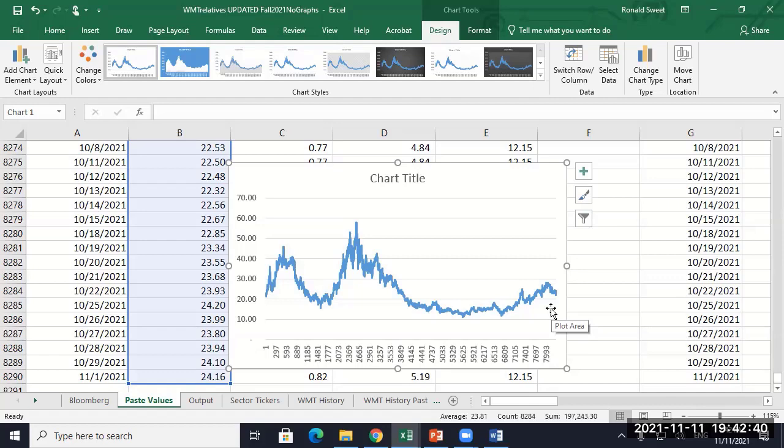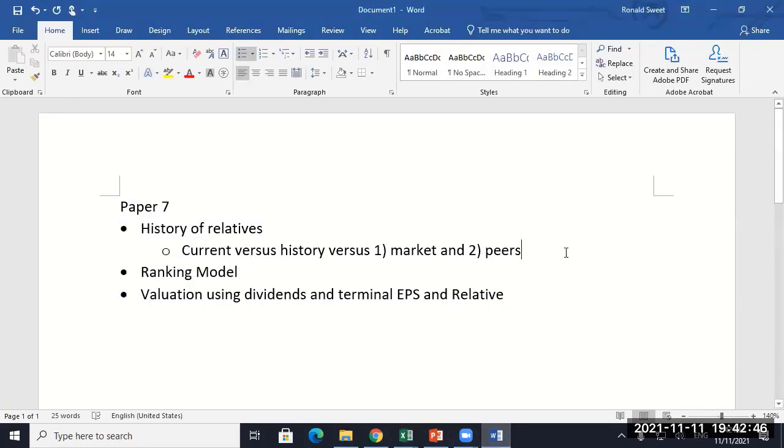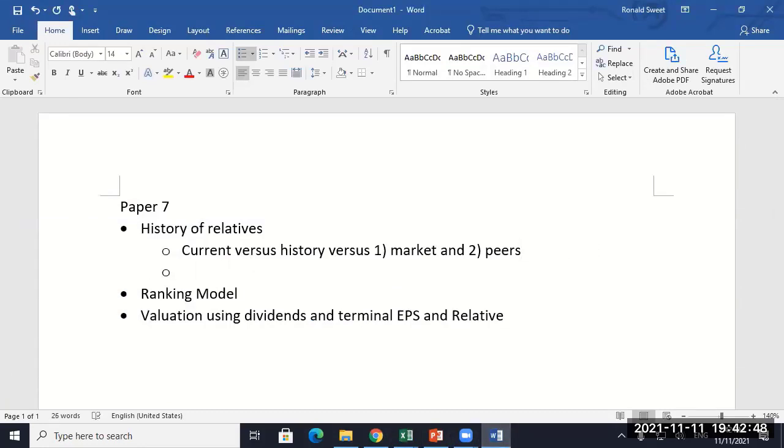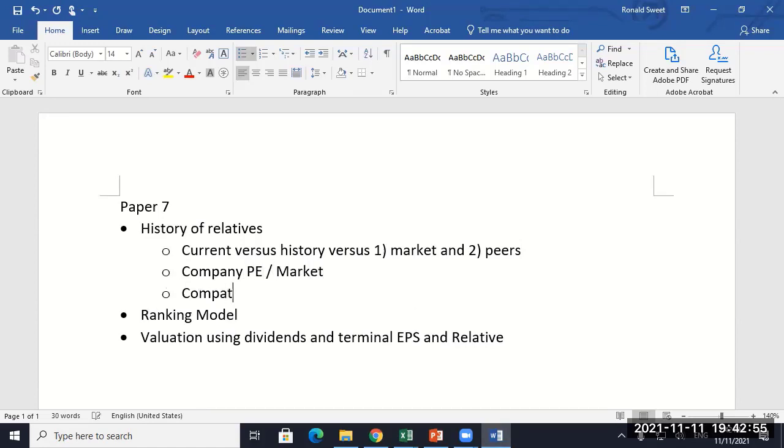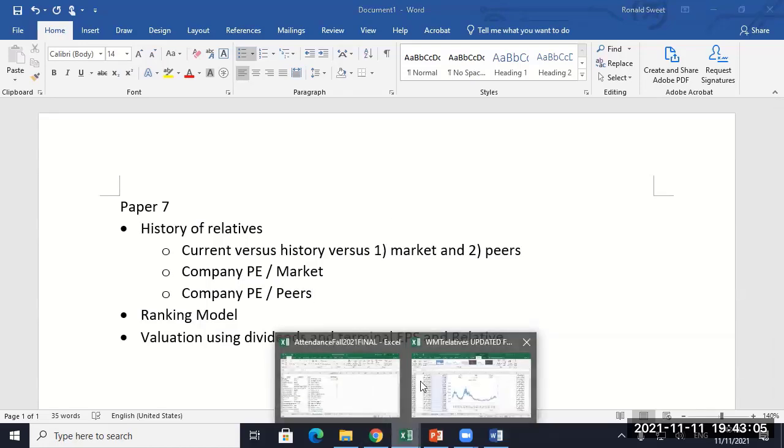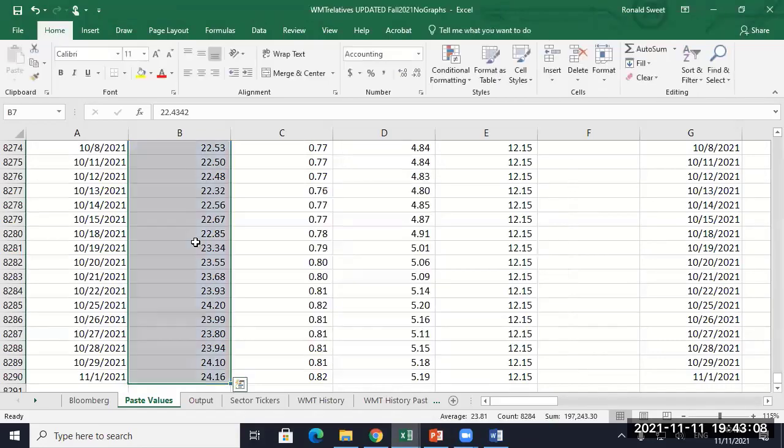We want to take Walmart's PE ratio and do a comparable. And the way you do that, it's really pretty simple, and it's amazing how simple it is. You do the company PE divided by the market, the company PE divided by the peers. You just divide. So let's just look at some numbers. It's amazing that it's this simple, but it's just the way it's always been done.